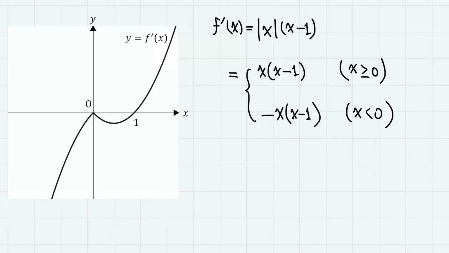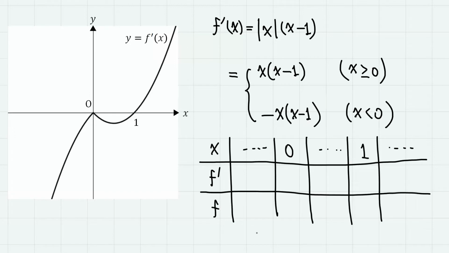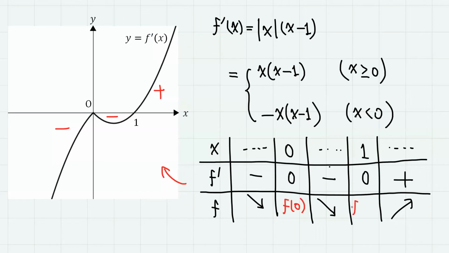In order to find that, we have to investigate the increase or decrease of f(x) using the sign of the derivative of f. If we investigate the sign, f prime becomes 0 at x equals 0 and x equals 1. From this graph, you can clearly see that f prime is negative here, and positive here. So it means that f decreases here, also decreases here, and increases here. So we have f(0) here and f(1) here, and you can clearly see that f(1) is the minimum.